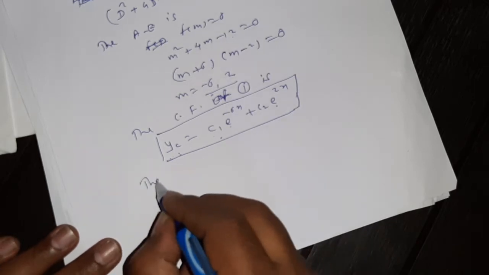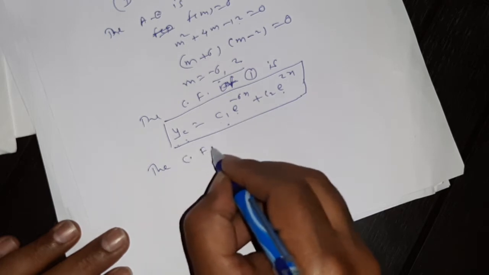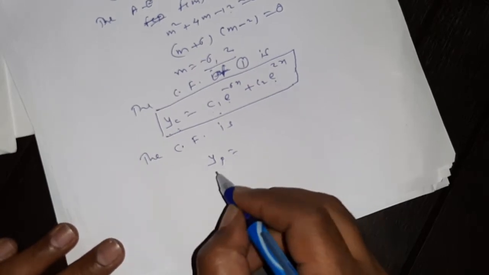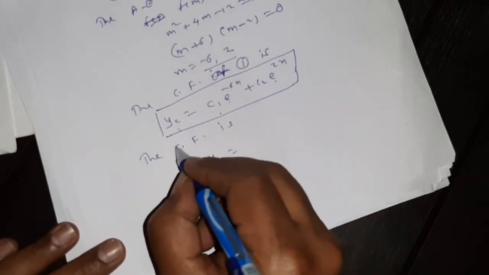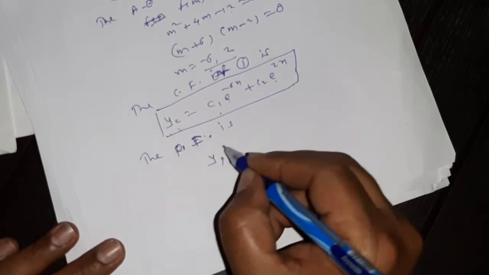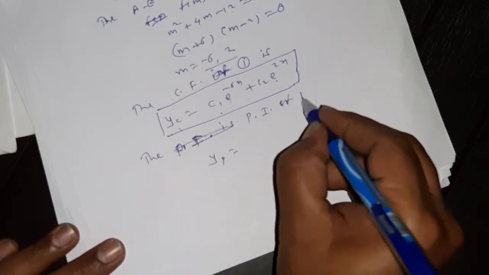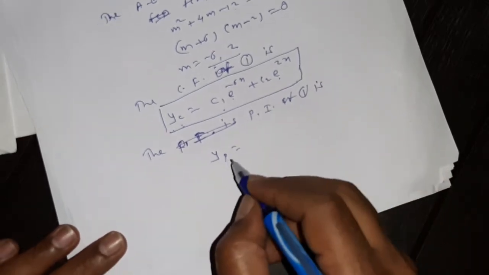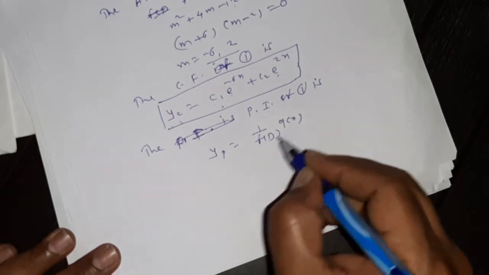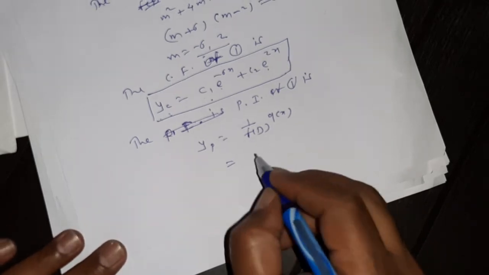Then the second part of the solution of the example. In the second part, we will find what? The notation Yp, not the complementary function; the second part is the particular integral. The particular integral of the given differential equation is Yp is equal to 1 by f(D) Q(x). This is the formula to find the particular integral.